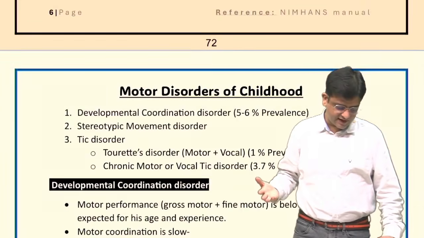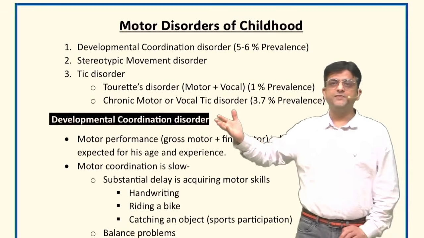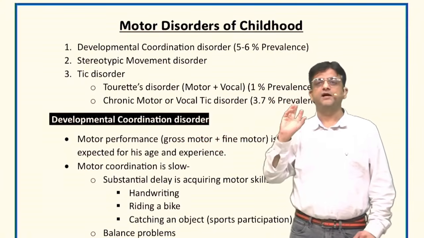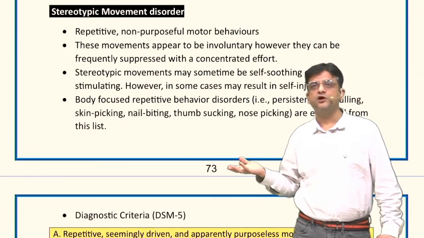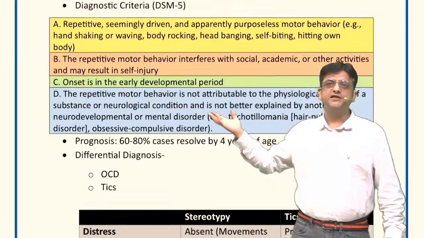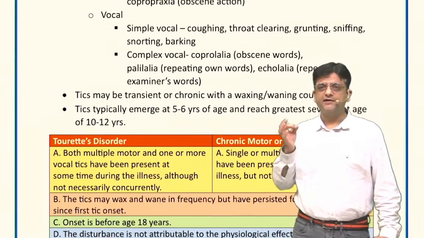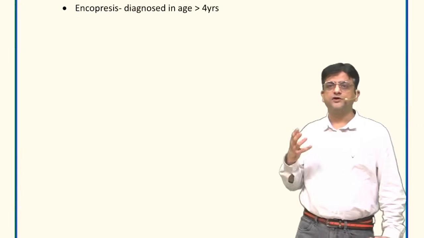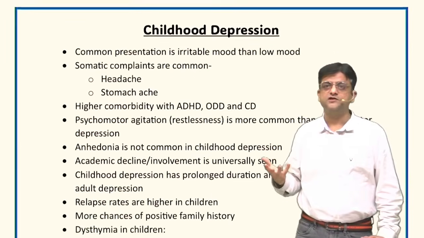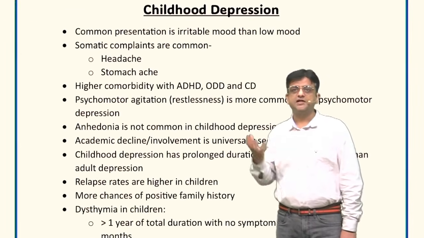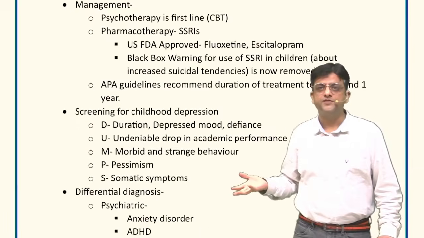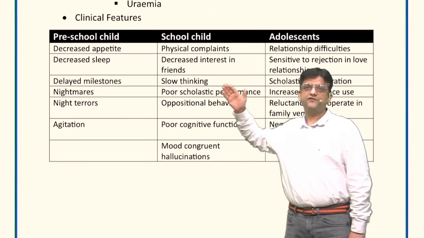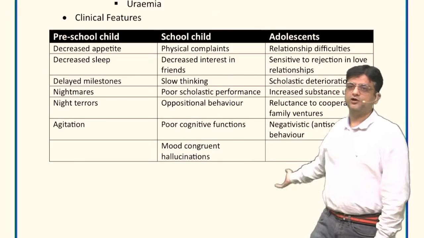Because child psychiatry has been my area of interest, you miss out these small topics like developmental coordination disorders. You know about Tourette, but people miss out on chronic motor or vocal tic disorder, stereotypic movement disorders, very small and minor areas. I have also added some clinical pearls to differentiate. I've also added some drugs of choice, some with dosages, of course. For undergraduates we don't teach dosages. Childhood depression, we often encounter more patients nowadays as compared to before. So what are the different clinical features in preschool, school, adolescent?